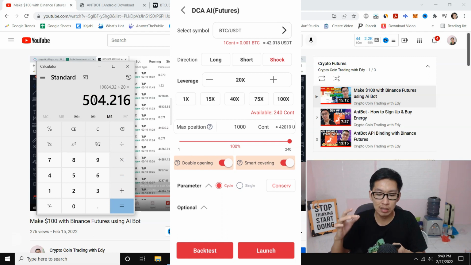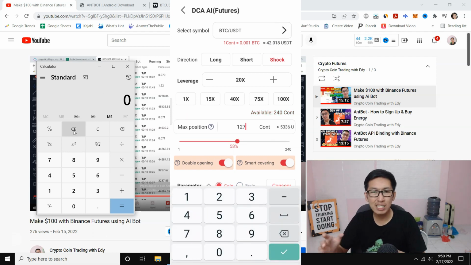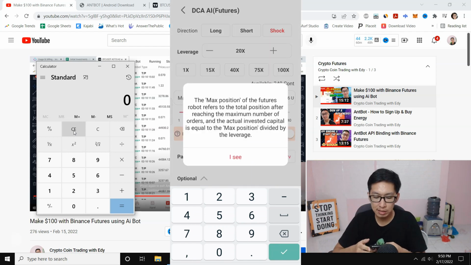You need to divide by the leverage as well. So it will tell you the available cont, and here my position is 1000, and you can see the cont is 42,000 something, which is too much. I cannot go for that much, right? So the max position, you can actually just leave it be. You can click the question mark right there. It says the max position of futures robot refers to the total position after reaching the maximum number of orders, and the actual invested capital is equal to the max position divided by leverage.